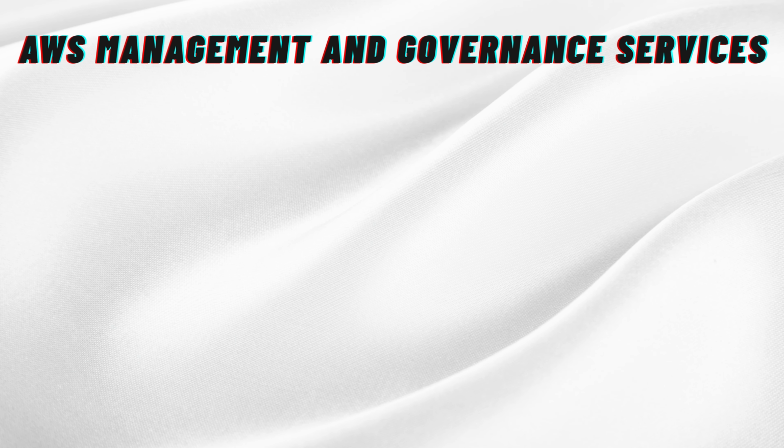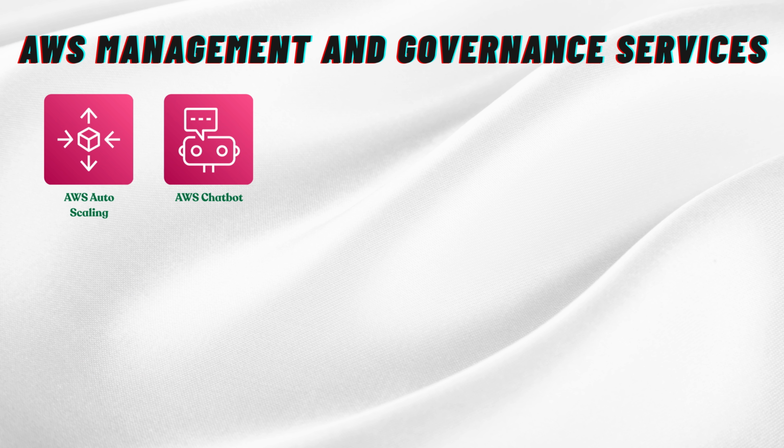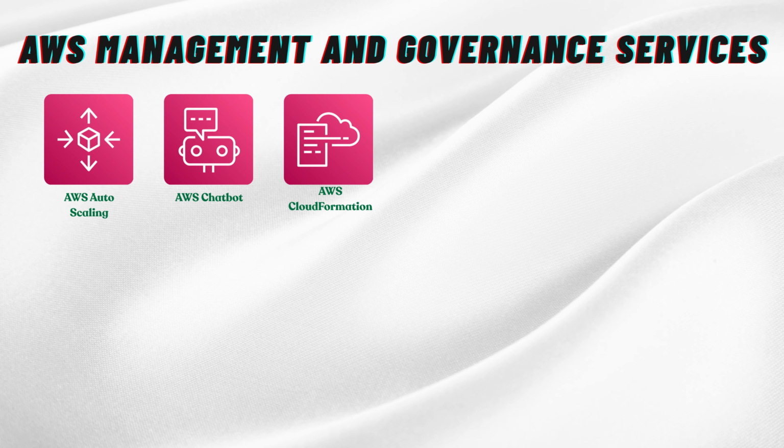Management and governance, the operational hub used to monitor performance, audit access, and ensure your ML environment stays compliant and stable. These services are: AWS Auto Scaling, automatically adjusts your resource capacity, such as EC2 fleets for training or inference, to maintain performance while minimizing costs. AWS Chatbot, an interactive agent that enables you to monitor ML pipelines and receive operational alerts directly within Slack or Microsoft Teams.